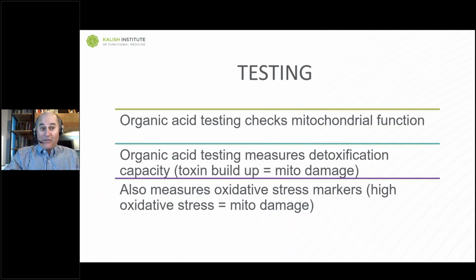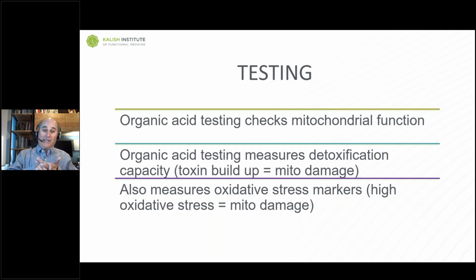And you can test for all this. So there is often going to be an imbalance here. You're going to have excessive oxidative stress and low glutathione levels, which puts your mitochondrial problem even more at risk of getting worse, okay? And you can check all that with the simple organic acids test.